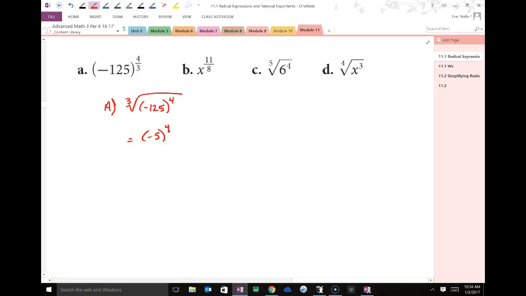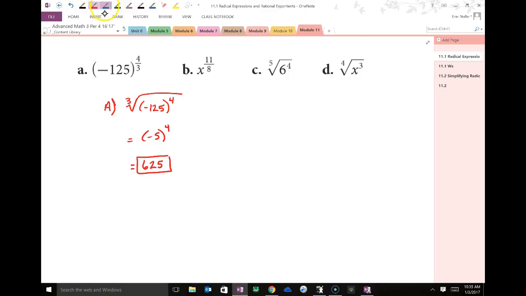Anybody know what negative 5 to the fourth power is? It's whatever 125 times 5 is. 625. Nice. Good math. If we can reduce it into a whole number, then we always want to do that.